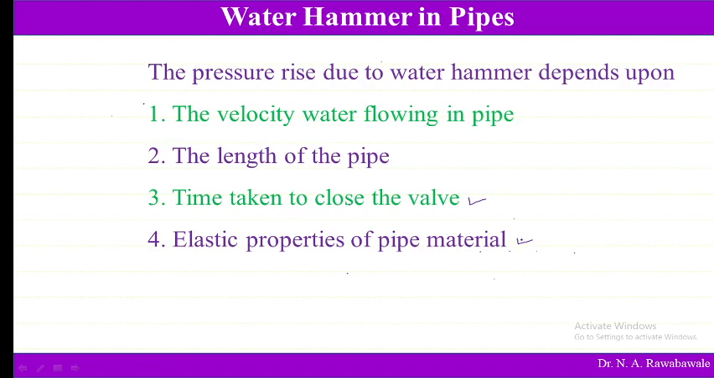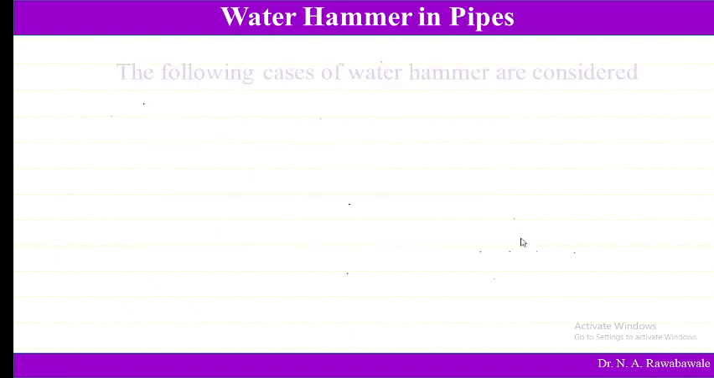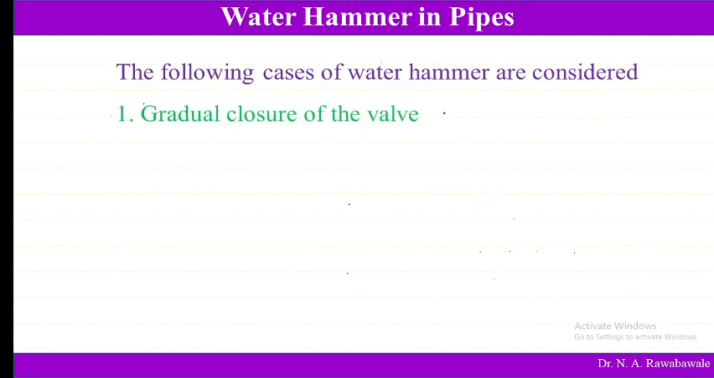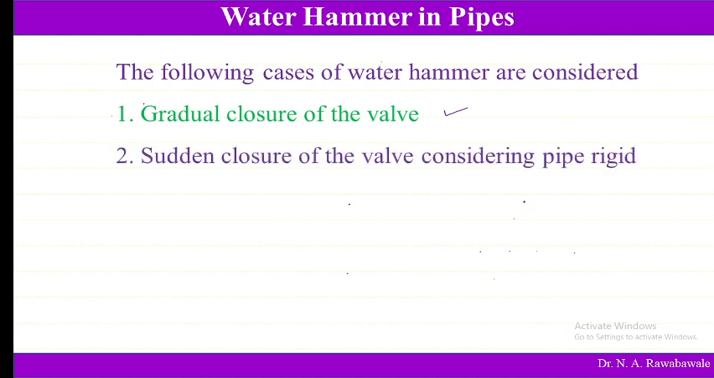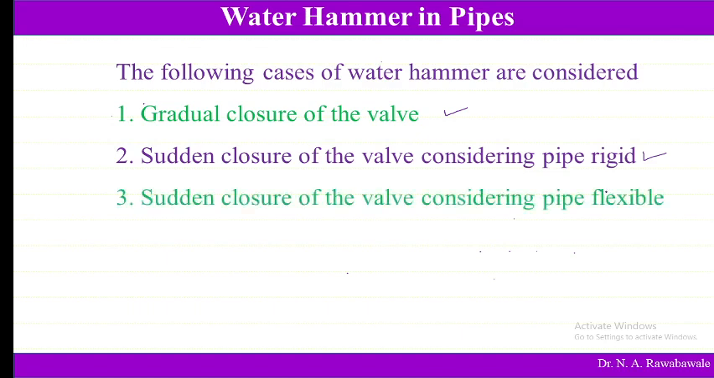Now there are three kinds of water hammering actions. The very first is when we close the valve gradually. When we close the valve gradually, the water hammering action will not be so intense. The second one is if we close the valve suddenly, considering the pipe to be rigid. If the pipe is rigid, then the water hammering action, or noise or knocking created, will be very high when we close the valve suddenly. But if the pipe is flexible, the intensity of water hammering will not be so intense as compared with the rigid pipe. Now we will see the cases one by one.